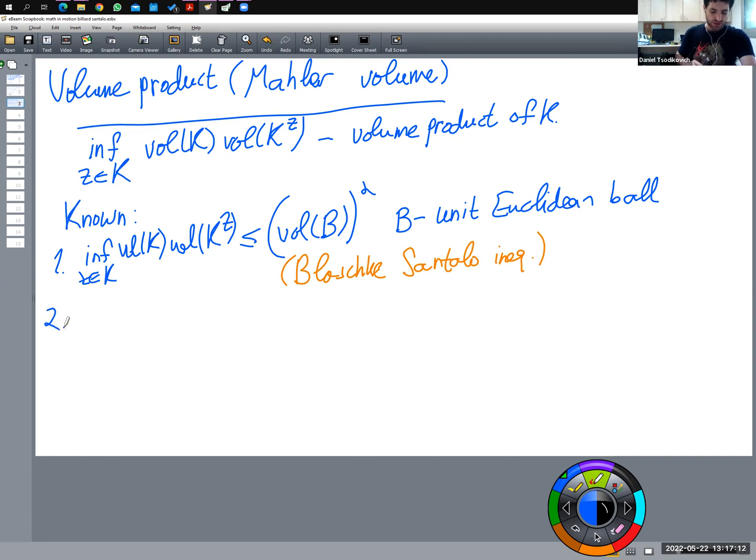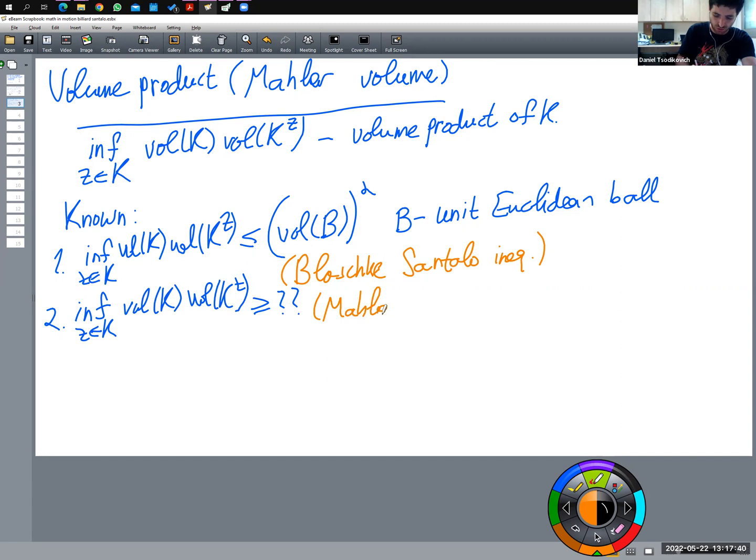One thing that is not really known, it's still open, is what about the other side? So what about the lower bound for this? This is open, this is known as the Mahler conjecture. The conjecture is that it is minimized when K is basically a cube, but there are also other minimizers. But the general case is open.